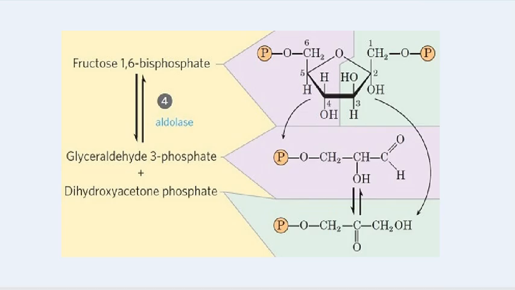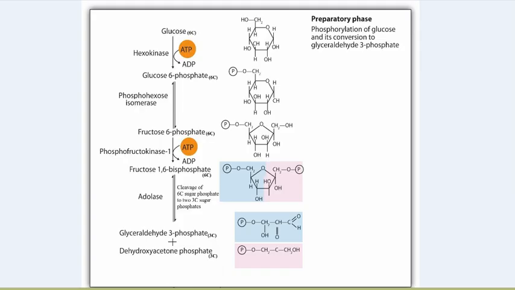So now this is the 4th reaction. Here is the 4th reaction in front of you, to understand in a proper way. Fructose 1,6 bisphosphate, enzyme name is aldolase, is converted into glyceraldehyde 3-phosphate as well as dihydroxyacetone phosphate. Fructose 1,6 bisphosphate has 2 parts: one is over here, the second one is over here. So this is the 4th reaction, done by use of aldolase.